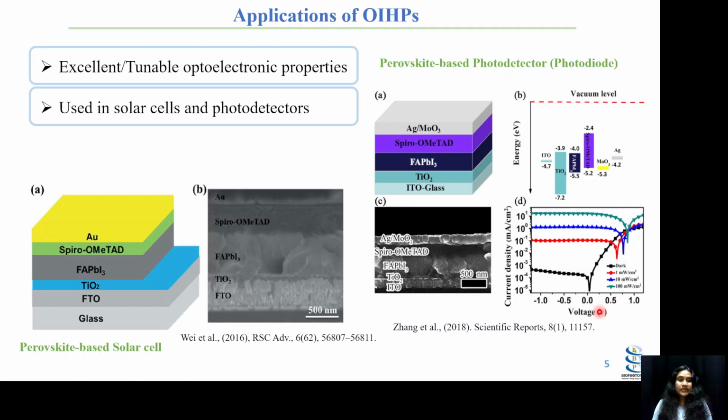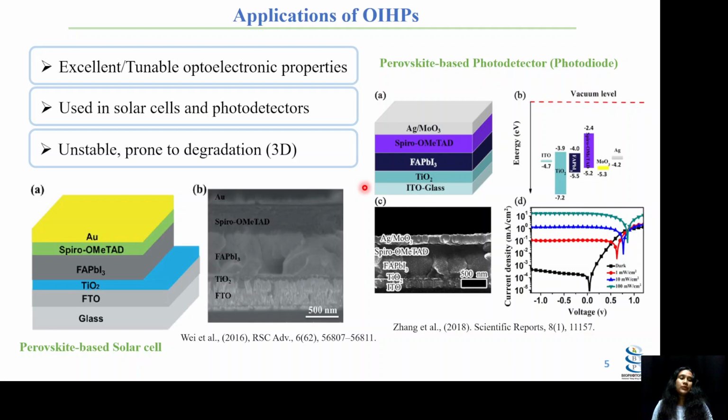So FAPbI3 is successfully incorporated in a photodiode. But these materials have one shortcoming, that is, the 3D perovskite structures are unstable, they are prone to degradation. Now let's dig into the why and the hows of the instability in perovskite structures. Why are 3D metal halide perovskites unstable?